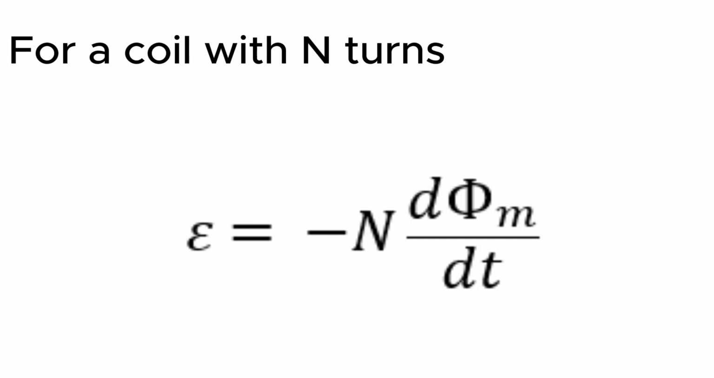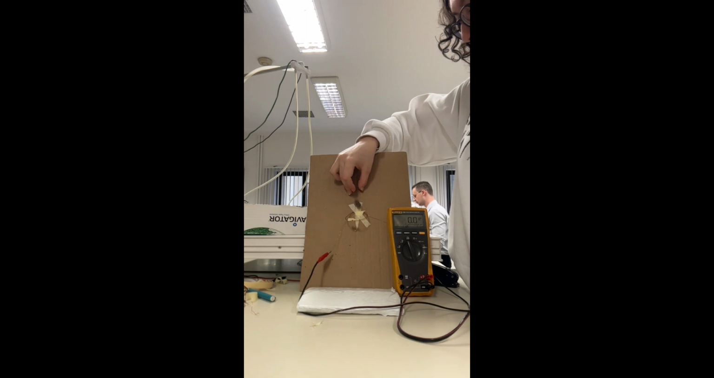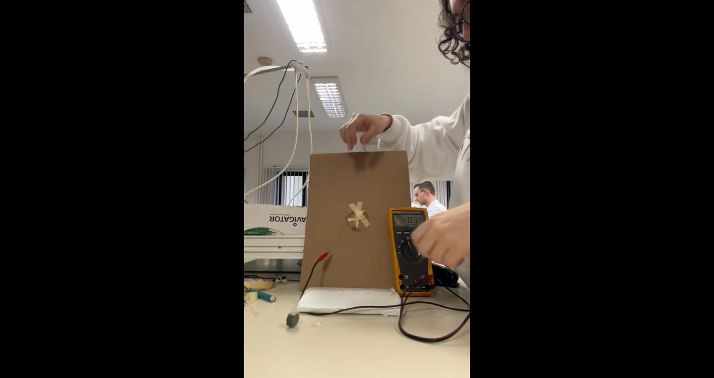And since each turn on a coil experiences the same magnetic flux, for a coil made of n turns, EMF is proportional to the number of turns. For my experiment, firstly, I used 4 different coils with 5, 15, 20, and 25 turns to observe the impact of the turns on the induced EMF while keeping the height constant at 23 centimeters. These are some clips that I took while I was doing the experiment.